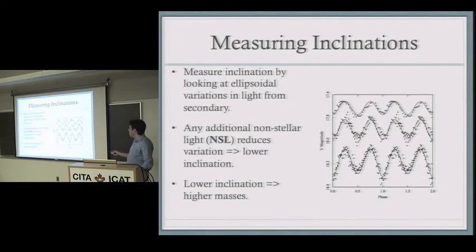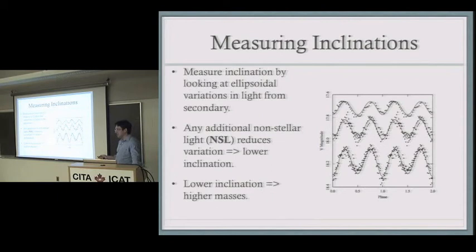So both the shape of the variations and, more importantly, their amplitude can give you the inclination. If you're face-on, the amplitude of the variations is 0 because you're always seeing the pole. If you're edge-on, the amplitude of the variations is extreme. And so to match the inclination effectively, you're examining the amplitude of these ellipsoidal variations with orbital phase.